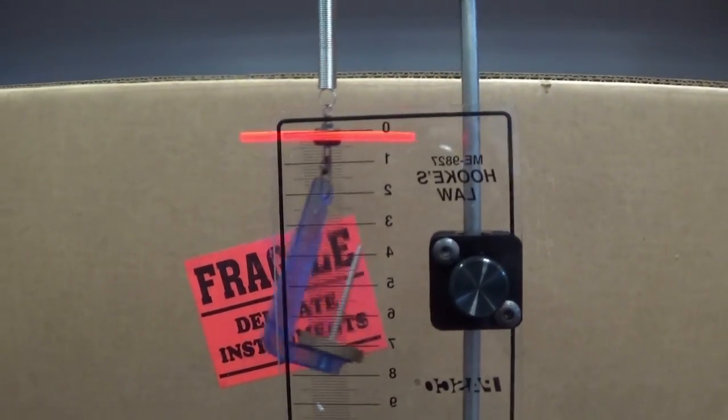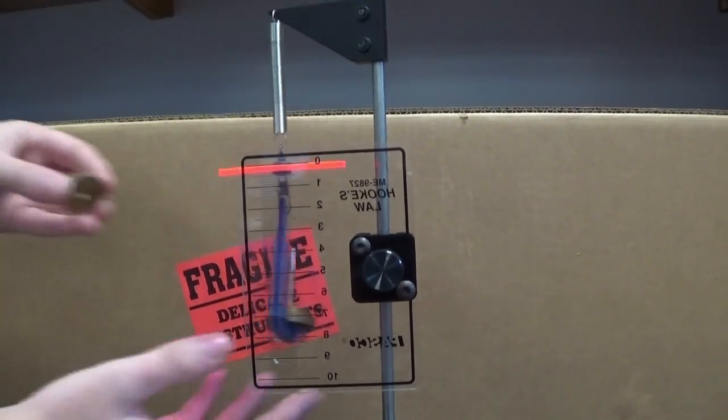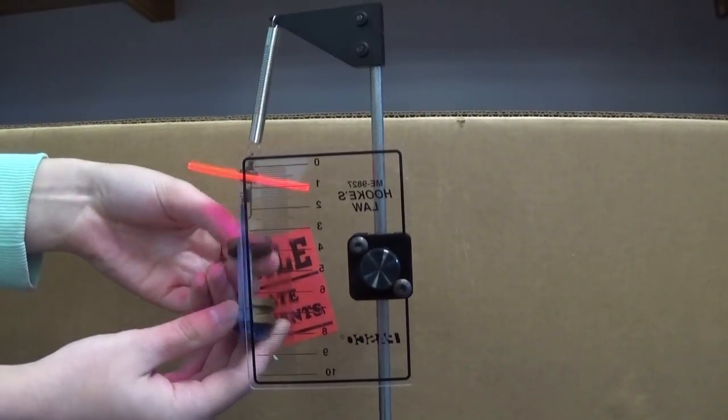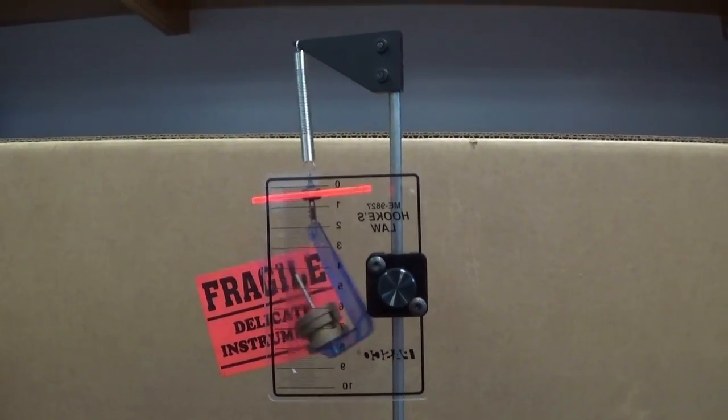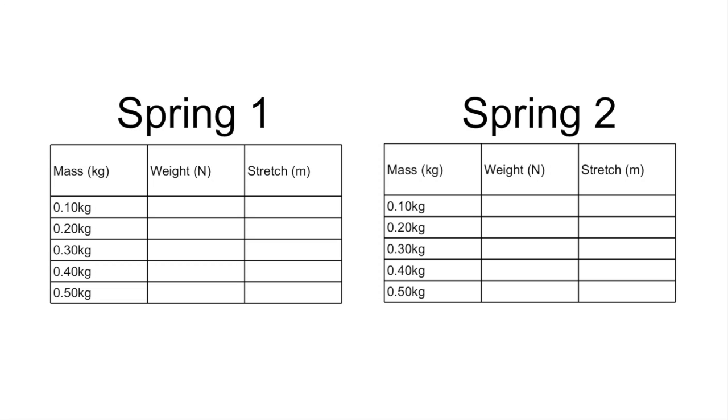Demonstration. Sample data. A data table such as this is provided to the students. Both springs have added masses of 0.1, 0.2, 0.3, 0.4, and 0.5 kilograms.